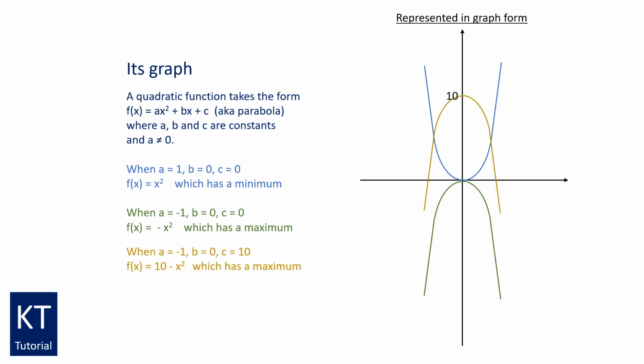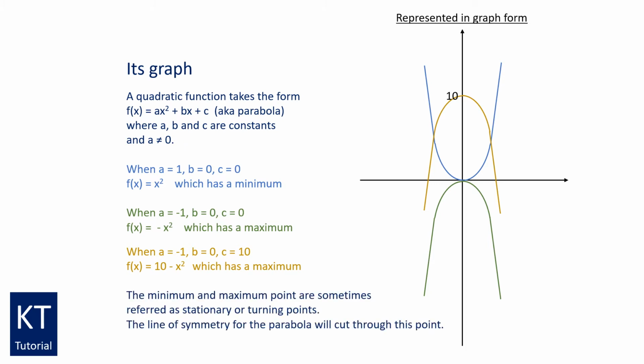If you now keep a at -1 and b at 0, but turn c to 10, f(x) becomes 10 minus x squared, with the x squared element being negative. It would still have a maximum, but this maximum would move in the y direction to the value of 10.